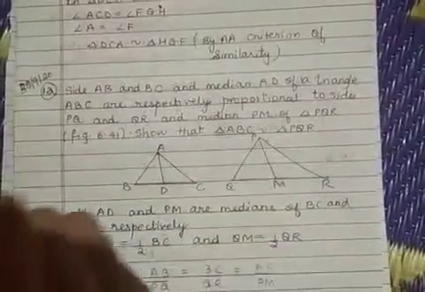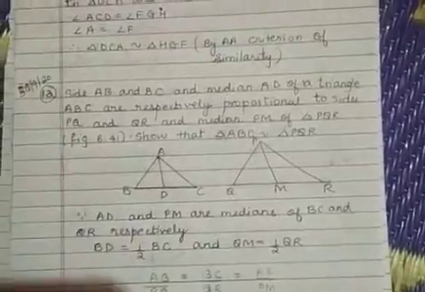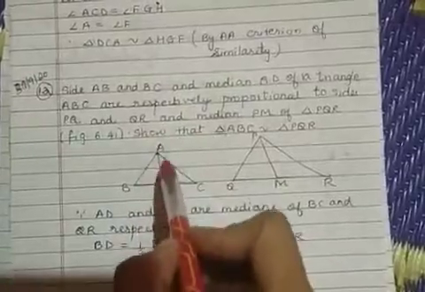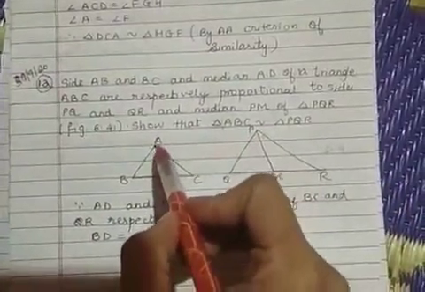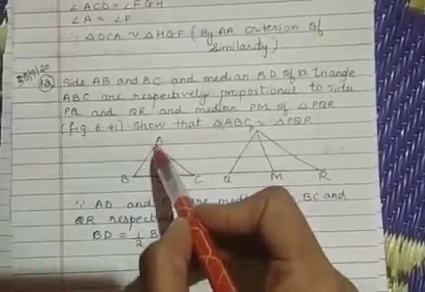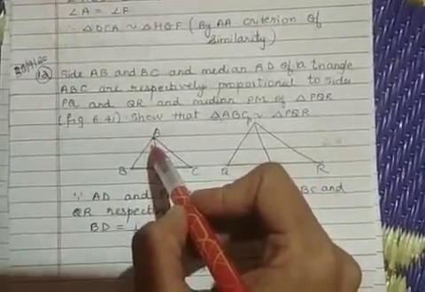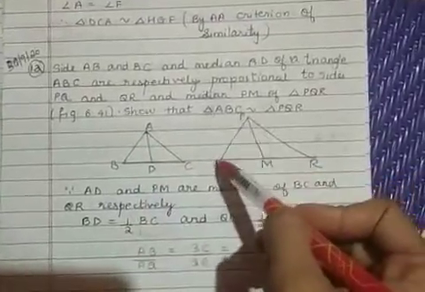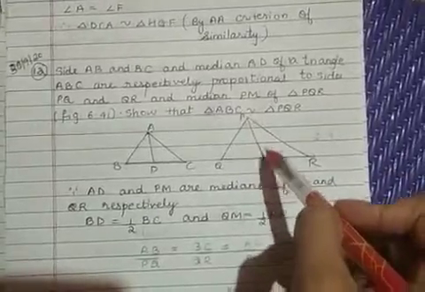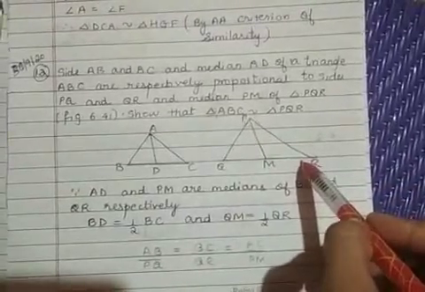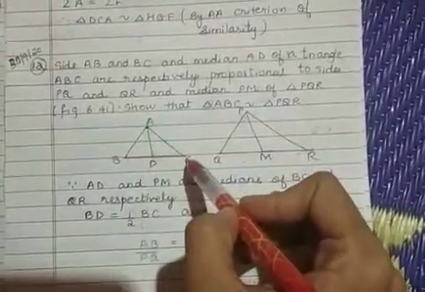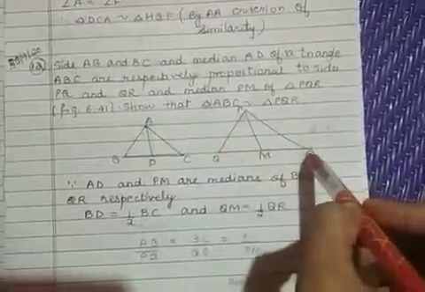In this video, we will solve the 12th question from exercise 6.3. Sides AB and BC and median AD of triangle ABC are respectively proportional to sides PQ, QR and median PM of triangle PQR. The figure is already given to you. You have to show that triangle ABC is similar to triangle PQR.